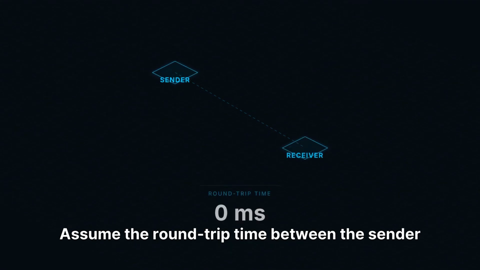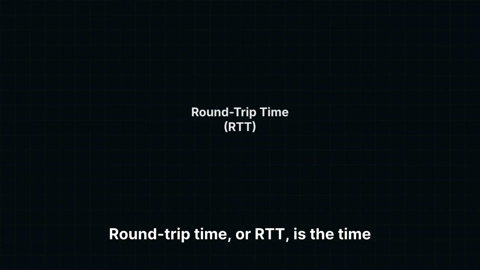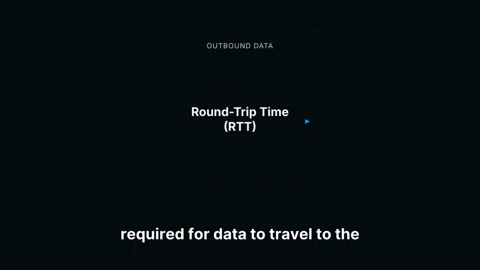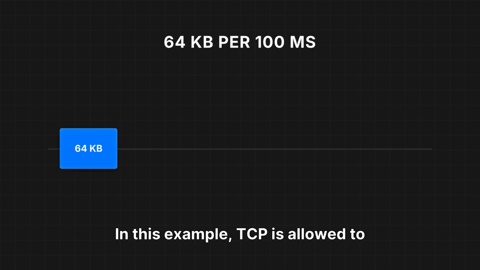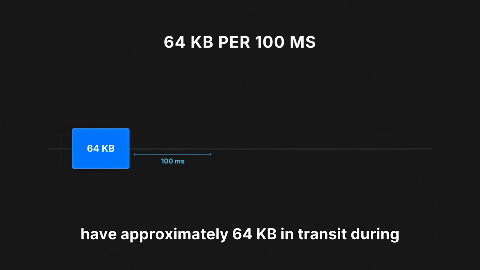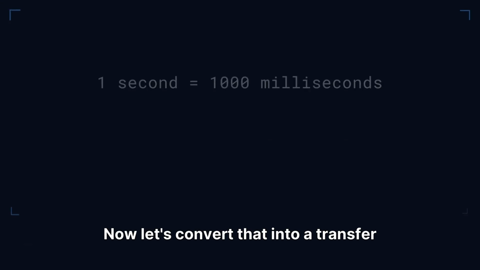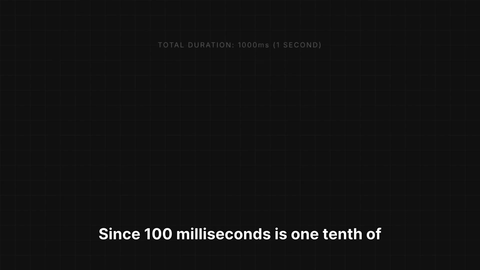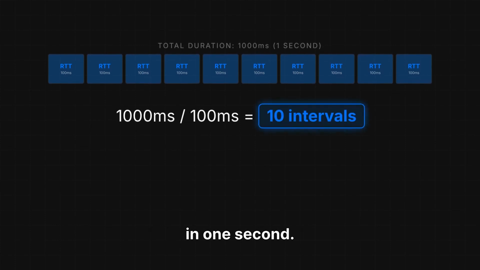Now let's see why latency makes this problem even more significant. Assume the round-trip time between the sender and receiver is 100 milliseconds. Round-trip time, or RTT, is the time required for data to travel to the destination and for an acknowledgement to come back. In this example, TCP is allowed to have approximately 64 kilobytes in transit during each 100 millisecond interval. Now let's convert that into a transfer rate.